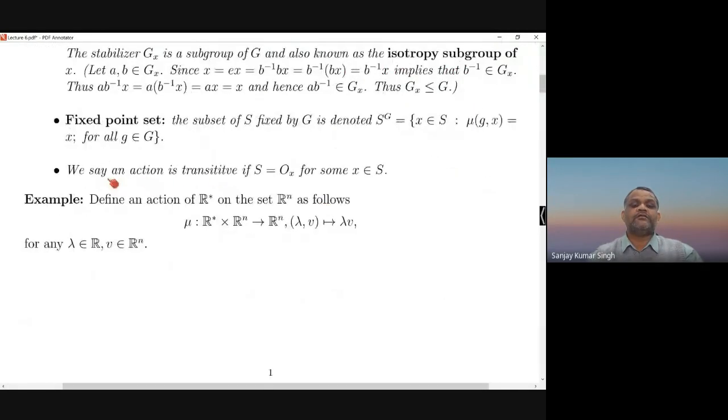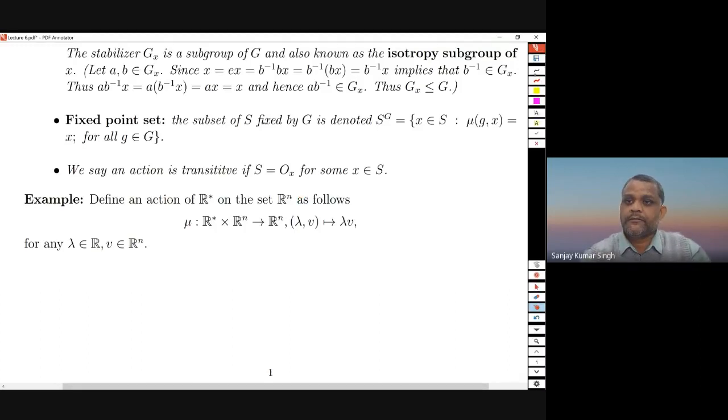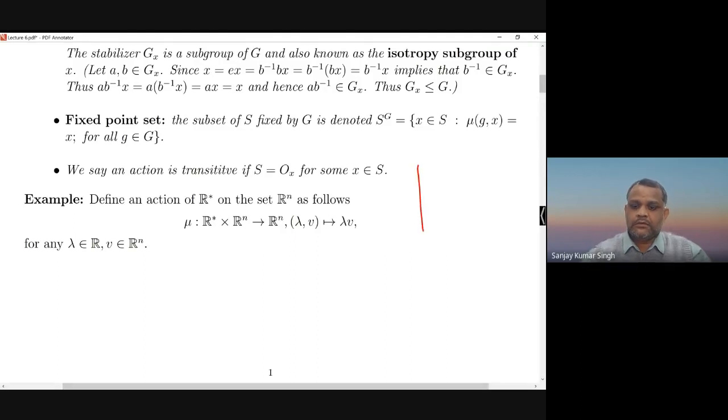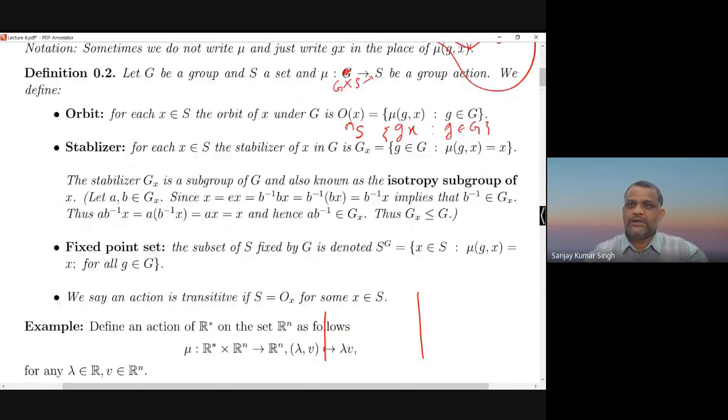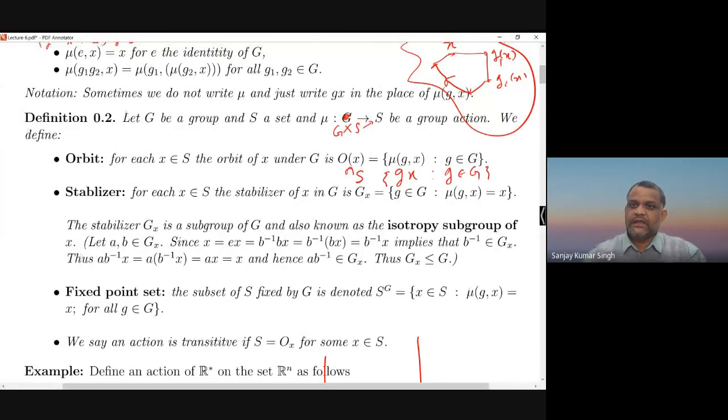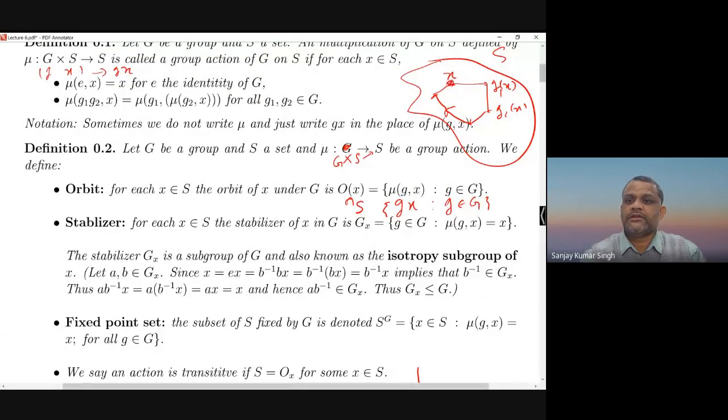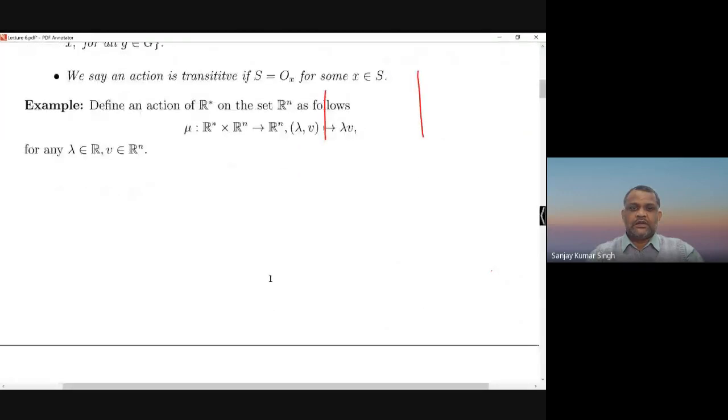And there is another definition. We say an action is transitive if the orbit of any point is the whole set. It means that if you are in the set S and you have two points x and y in the set, then transitive means I can always find some g which connects x to y. Such types of actions are also very important, and we study them.